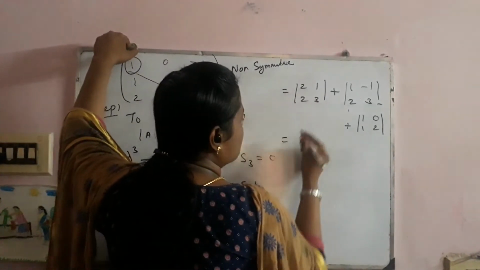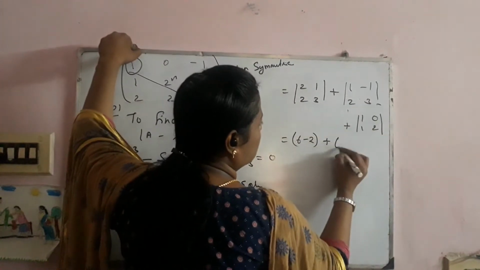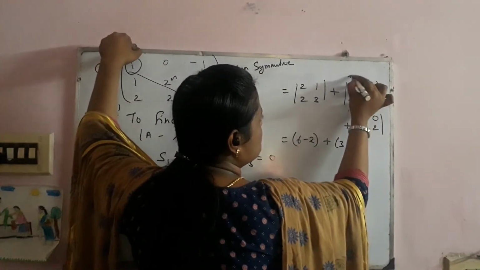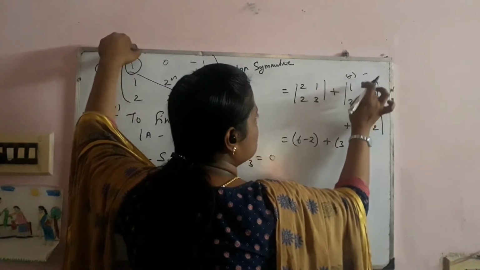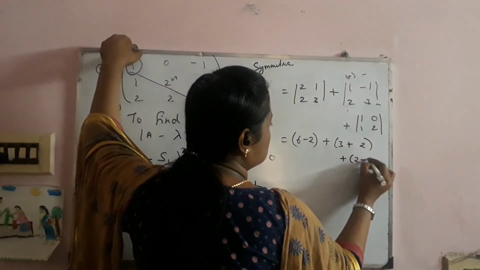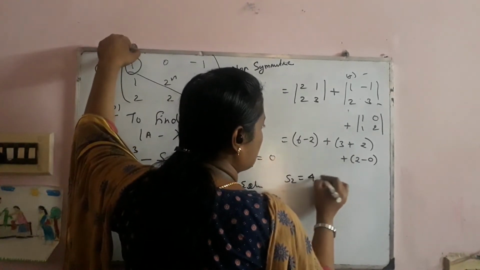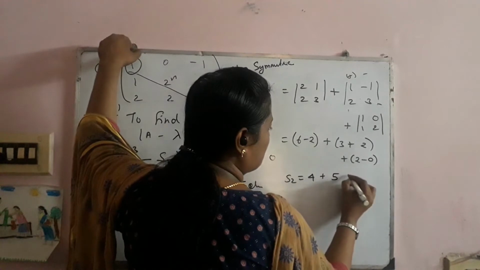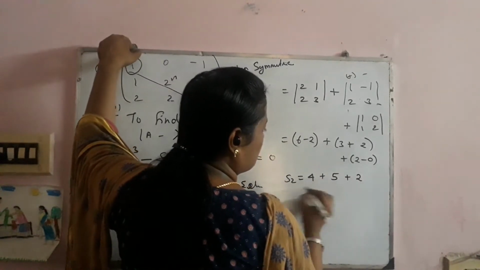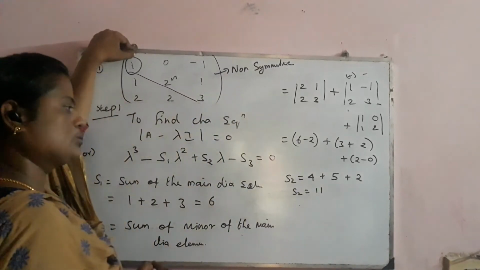Simplifying this, 2 3s are 6 minus 2, plus 3 minus, already this is plus minus, minus into minus is plus, 2 plus 2 minus 0. So the answer for S2 is 6 minus 2 is 4, plus 3 plus 2 is 5, so S2 is equal to 11.